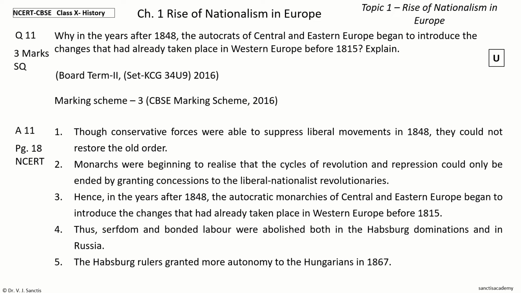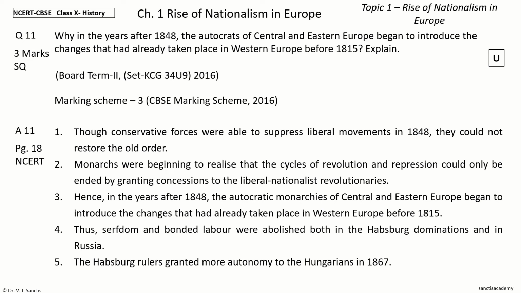That is the question. So the answer is that though the conservative forces were able to suppress the liberal movement in 1848, they could not restore the old order. Once a revolution takes place, it's very difficult to bring it back to the same situation as before. The public had moved ahead to a new ideology, and it was very difficult to again bring the conservative order, so they had to find a middle ground. To reach the middle ground, they brought about changes, and they learned from their Western neighbors.